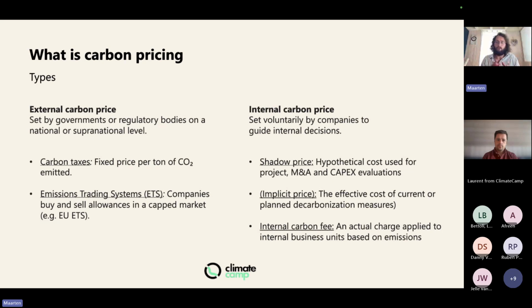Shadow price and internal carbon fee are two sides of a spectrum. Shadow price is when you are just dipping your toe into internal carbon pricing. It helps set a direction, but you don't have to pay fees yet. Internal carbon fee is already much more advanced, much more complex to initialize.